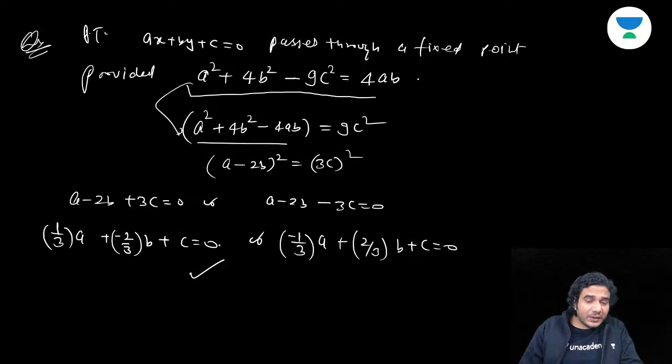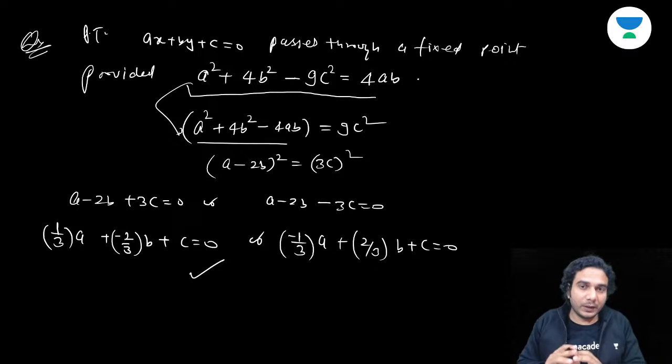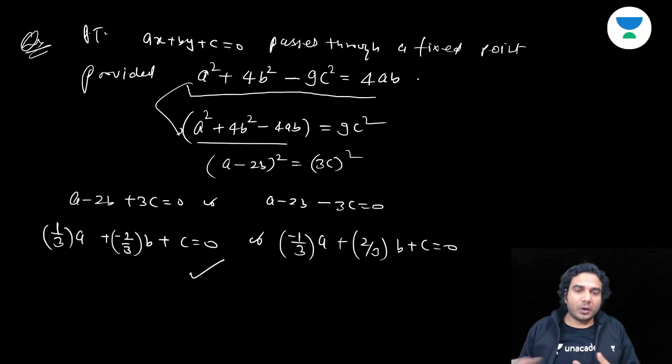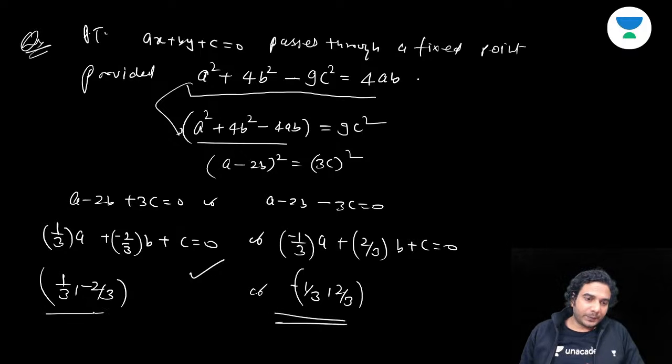Whether this relation exists or the other one, in both the cases the line will always pass through a fixed point. That fixed point will change according to the relation which holds, I mean, which is 0, because either the first one will be 0 or the second one will be 0. So in any case, the possible points are 1 by 3 comma minus 2 by 3. Either this family is passing through this point or this family is passing through minus 1 by 3 comma 2 by 3. All right. So these are the possible coordinates of the point of concurrency of all the lines of this family.